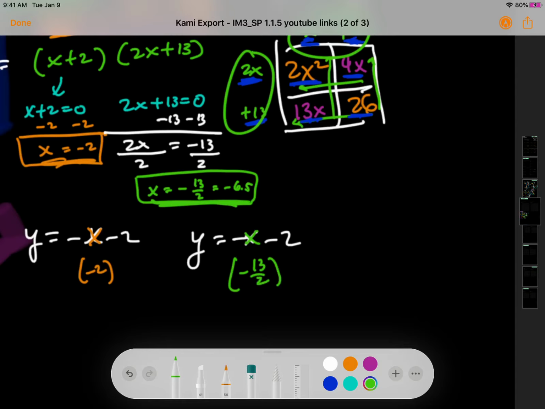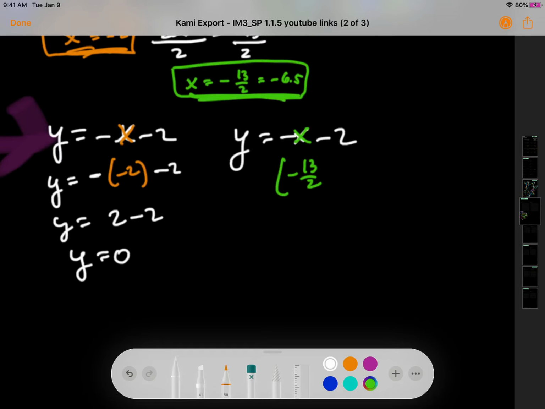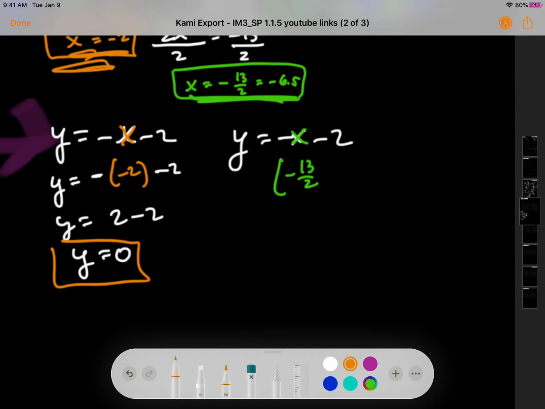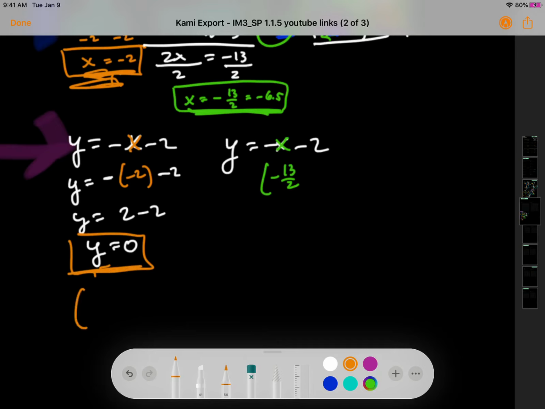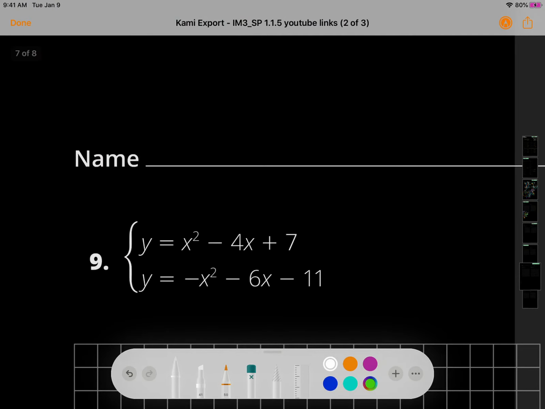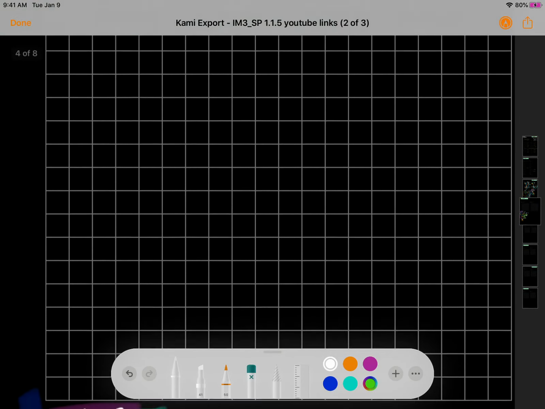Negative 13 halves. Alright, so over here I have y equals negative x minus 2. So opposite of negative 2 gives me 2 minus 2, that would equal 0. So the ordered pair I have from up here is negative 2, 0. Let's do this one over here in green. I have y equals the opposite of that, minus... I hate when I do that, sorry.